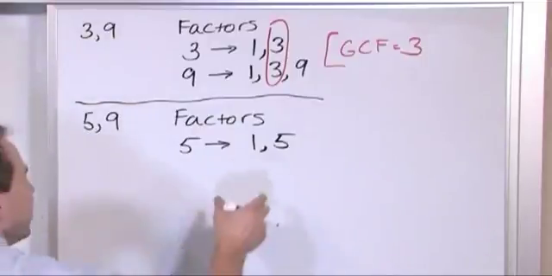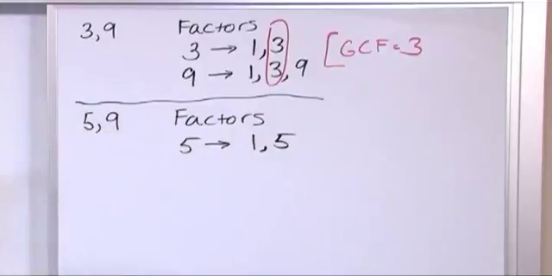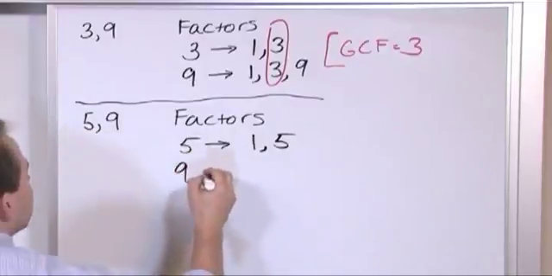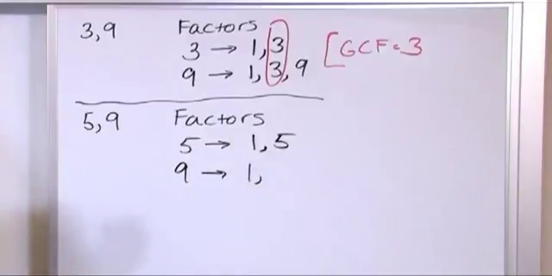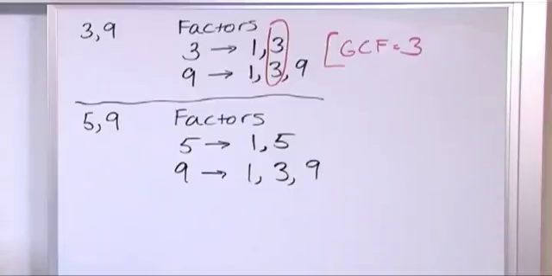So pretty much you're only going to be looking between 1 and the number that you're at to find your list of factors. All right, number 9. 1 can divide in, so it's a factor. 3 can divide in, and 9 can divide in, but nothing else is going to be able to divide in.